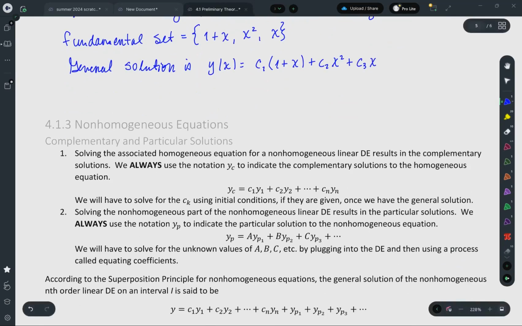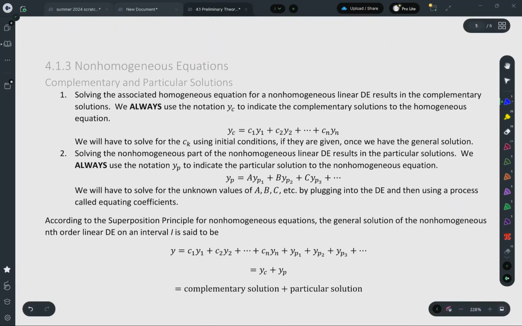The last section of this section is non-homogeneous equations. So when we deal with non-homogeneous equations, this is the situation where g of x is not equal to 0. And so we're going to deal with a situation where we have two solutions to search for. One is called the complementary solution, and it'll be found the same way we do when we have g of x equal to 0. The second solution is called the particular solution, and there will be various ways that we find that one.